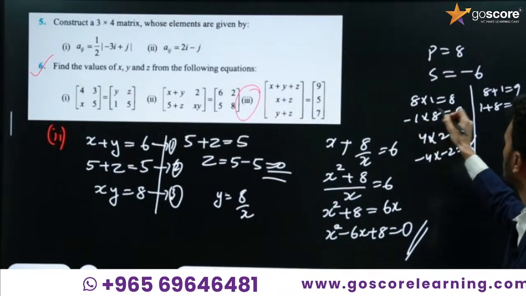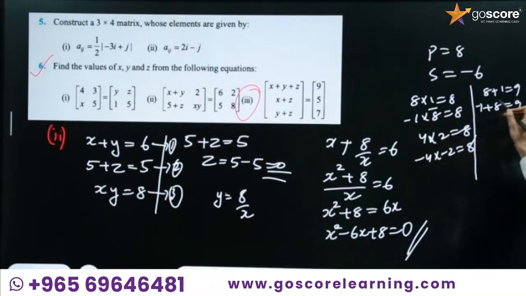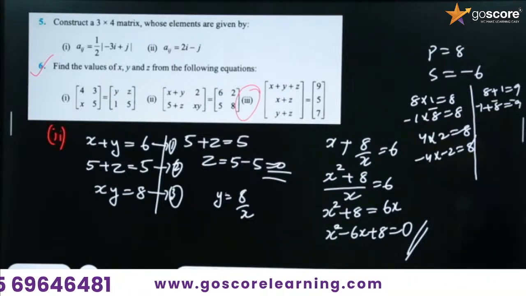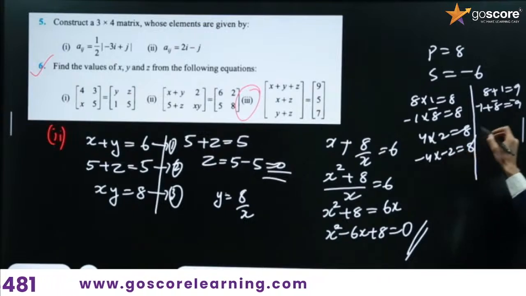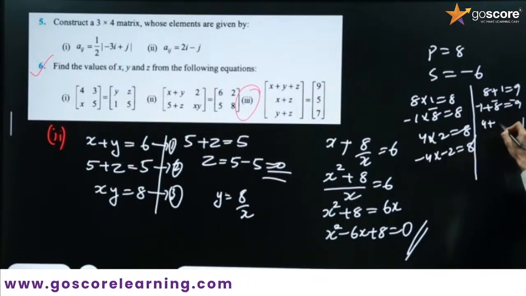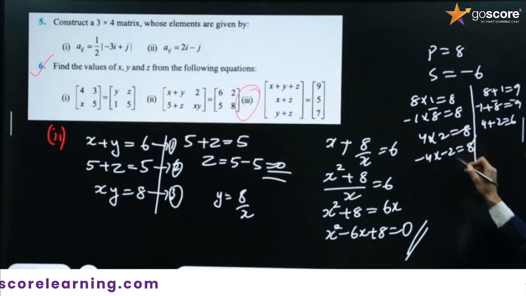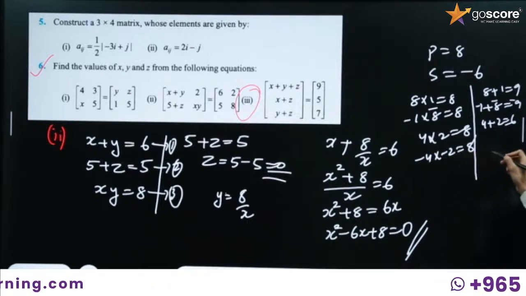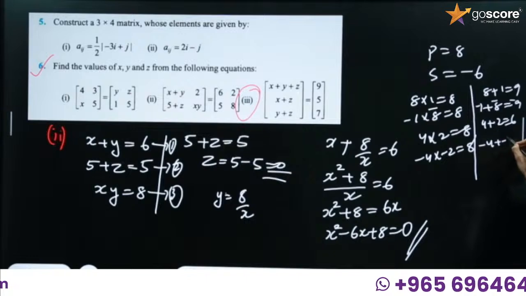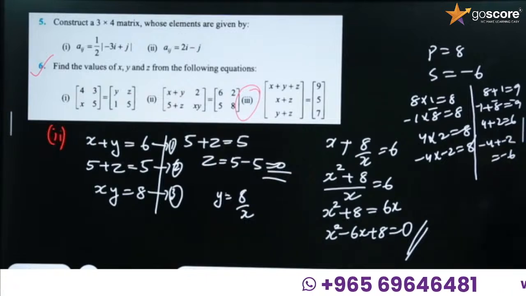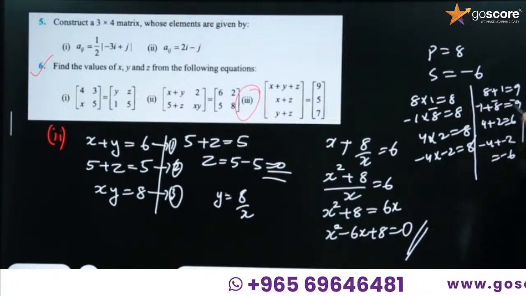So sorry, minus 1 and minus 8. Minus 1 plus minus 8 is minus 9. 4 into 2 is 8, so 4 plus 2 is 6. Minus 4 multiplied with minus 2 is 8, so minus 4 plus minus 2 is minus 6. So you can see which one is correct.